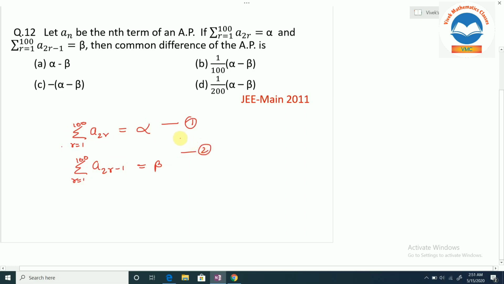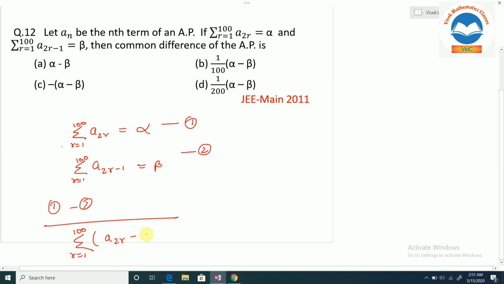Now if you see all the options, in all the options they have given alpha minus beta. So what to do? Subtract this 1 minus 2. If you subtract 1 minus 2, what will you get? Left side will be summation. We can combine R equal to 1 to 100, and here what will you get?